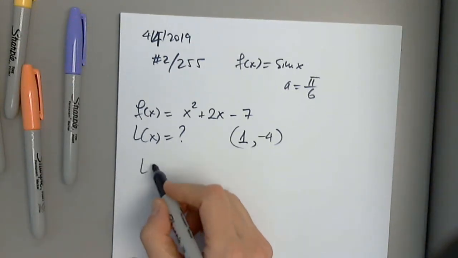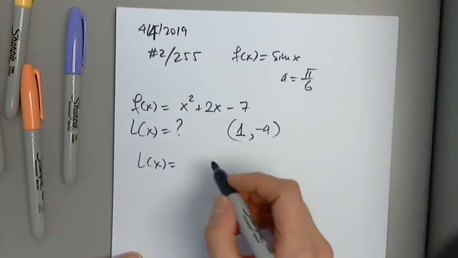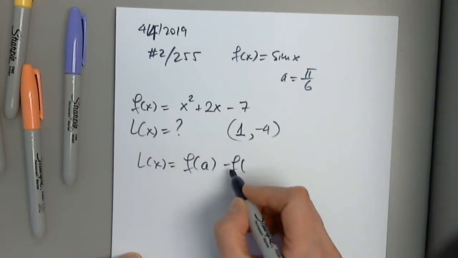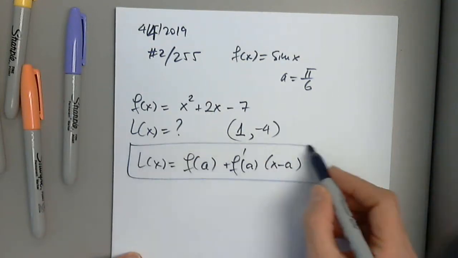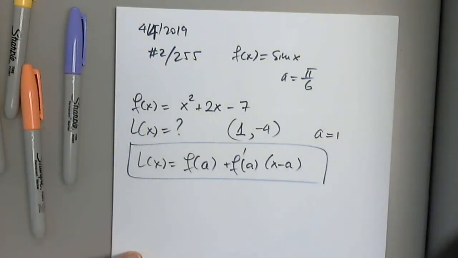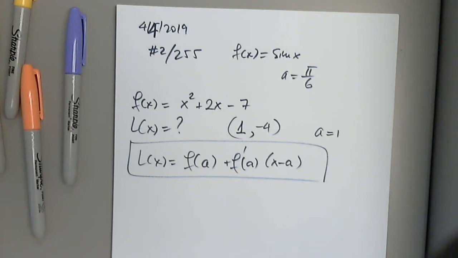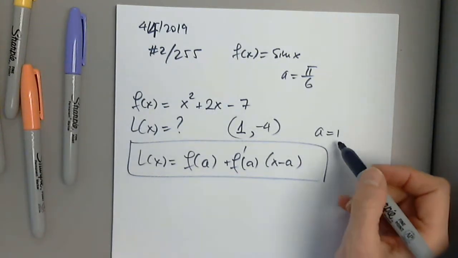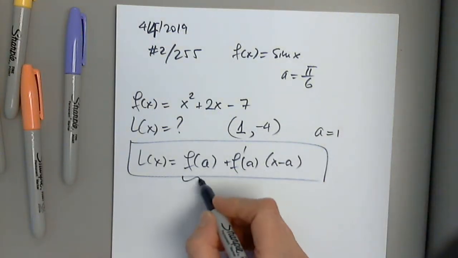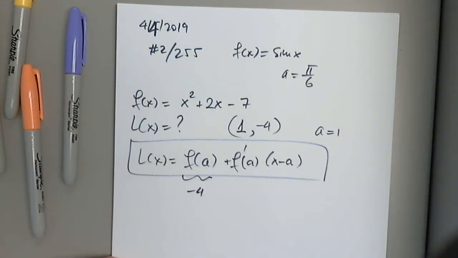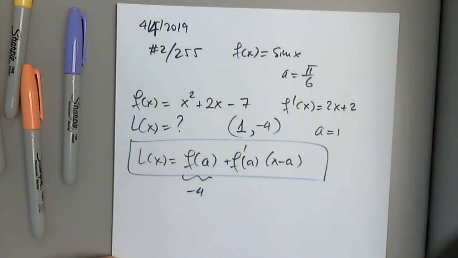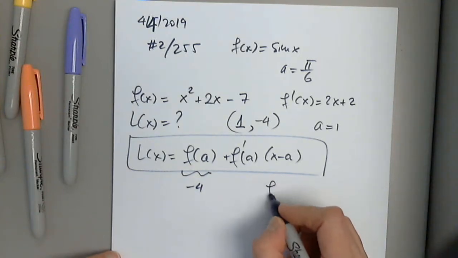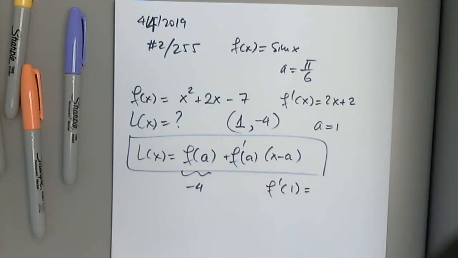Okay? So the linearization would be f of a plus f prime of a times x minus a, where a is 1. So let's find f of 1, which we already have. This is -4. We have to find f prime of x, which is 2x plus 2. How much will f prime of 1 be then?